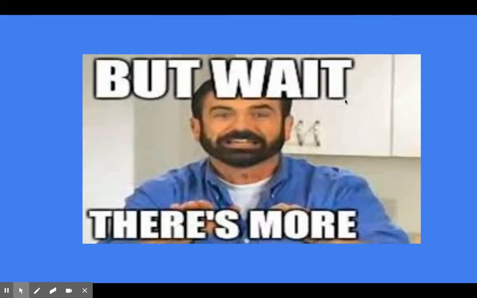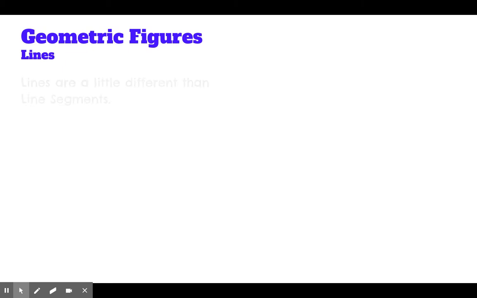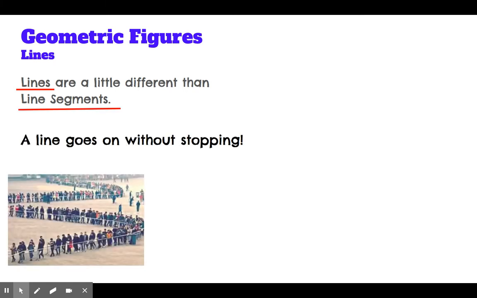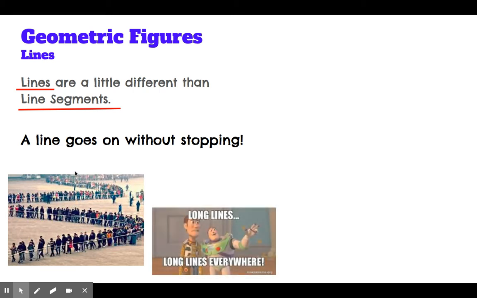But wait, there's more. Let's talk about lines. Lines are a little different than line segments. A line goes on without stopping. You can see the line here goes on and on and on. It's a line that goes on forever. Long lines everywhere.